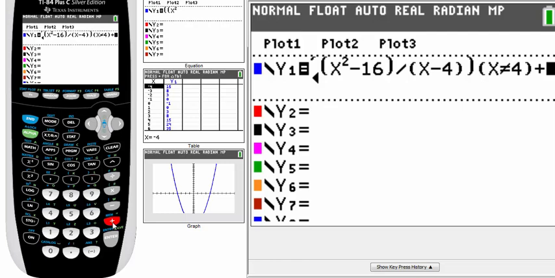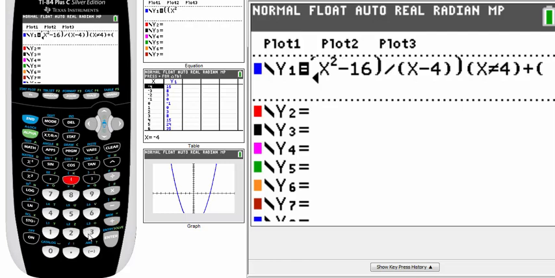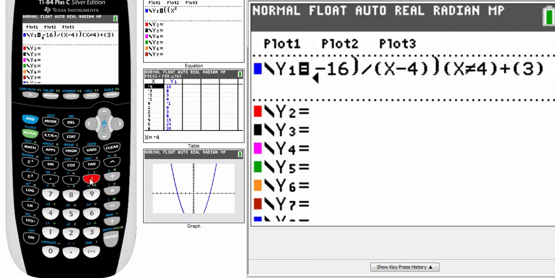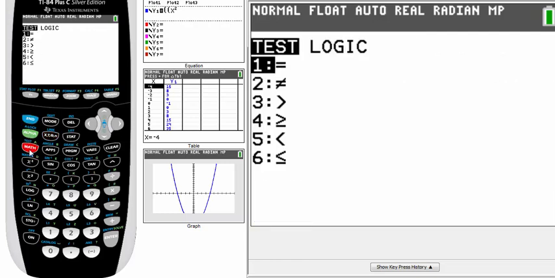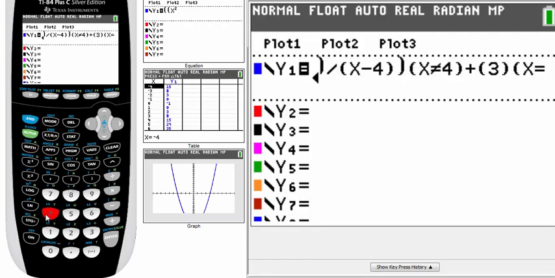Now this is not adding the function in terms of combining them, but I'm just adding another function to the piecewise function. And then here I just have the value of 3, so that's pretty simple. Now open parentheses for the restriction, and this is when x equals 4. So here's x, second test. Equal sign is the first one, and we have 4.